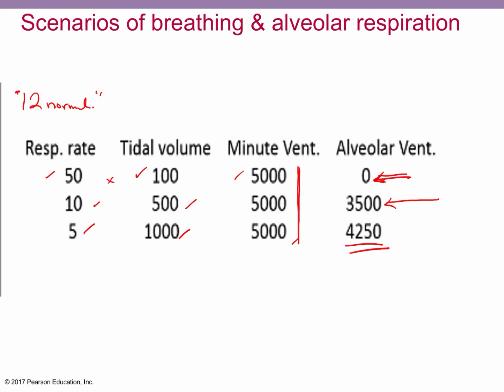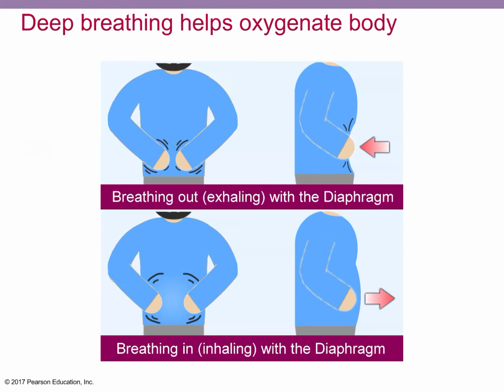So you can see that even though our minute ventilation is the same, with deeper breathing, with bringing in a larger tidal volume, we actually get more alveolar ventilation. So in order to oxygenate your cells, the best way to do that is with slower, deeper breaths. And that is the mantra that you hear a lot from people who are meditating or who are proponents of exercise physiology. They want to oxygenate their cells. It's to take these slow, deep breaths, because that's the most efficient way to get the oxygen to exchange with your blood.